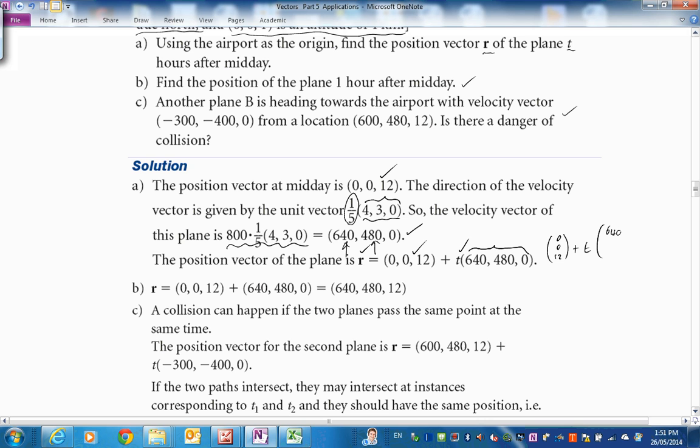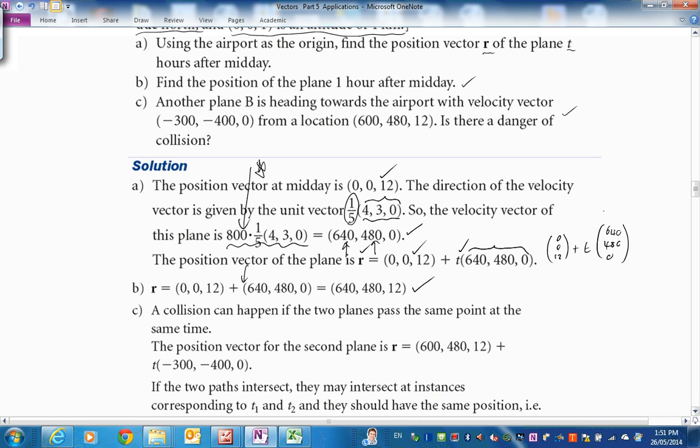Okay, don't forget to adjust that direction vector to a velocity vector by multiplying by, here it is here, the actual velocity you require. So that means you've got to reduce the direction vector back to a 1 unit vector and then multiply it up to 800 kilometres an hour. Bit tricky there. Okay, after midday, 1 hour after midday, t is 1 in there.